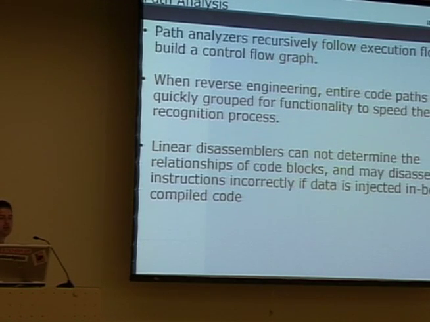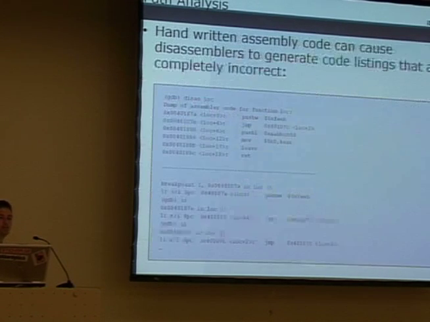And then disassemblers that don't have this ability would be linear disassemblers, and they can't determine the relationship of code blocks. Codis currently actually does not do a complete control flow graph analysis. Objdump would probably be the most familiar one, which just does a straight linear disassembly. And here's the problem with that.